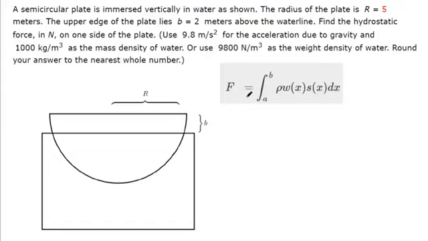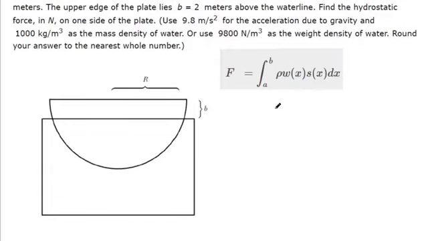Okay, so our book derived this formula for us. The force on a plate is an integral from a to b that depends on your width and your depth functions. This is your width, this is your depth, and this is the weight density of water.